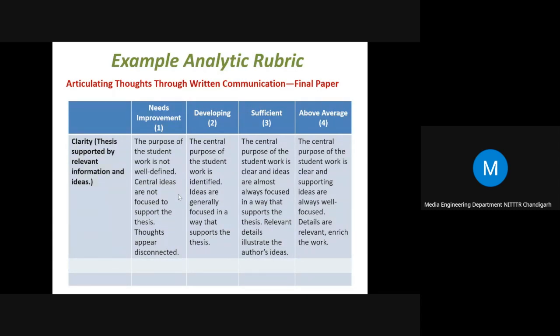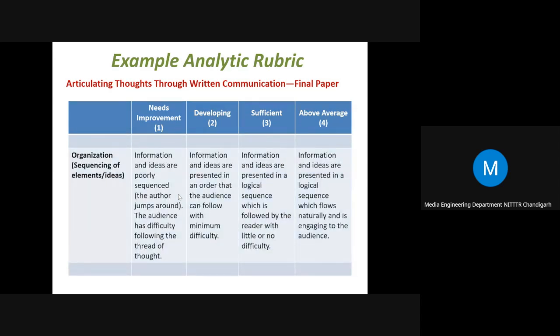It will be called above average when this performance description is matched by the student work, right? So the central purpose of the student work is clear, supporting ideas are always well focused, details are relevant and enrich the work. First we'll evaluate with these descriptions based on clarity, right? Similarly, then we'll go to the second criterion point.